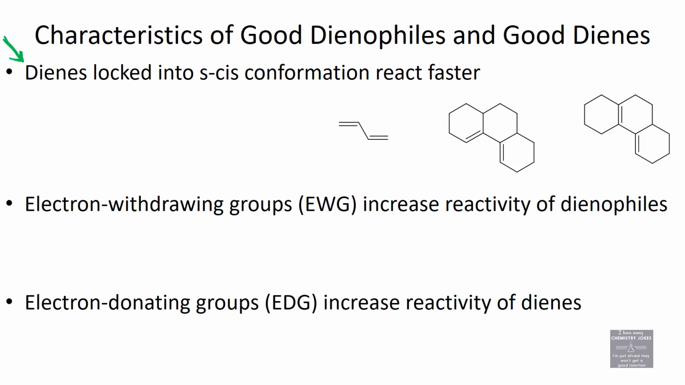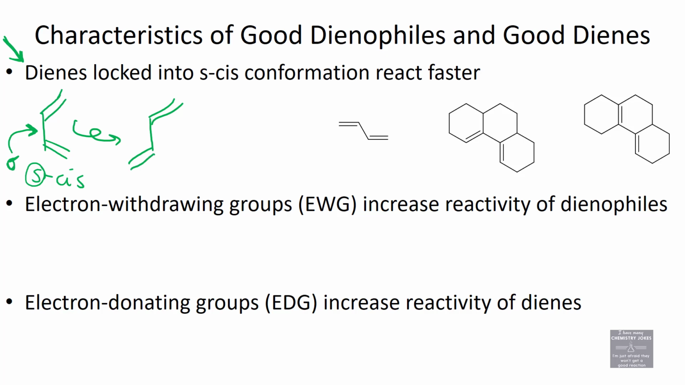So this says, dienes locked into S-cis react faster. What is S-cis? If you notice that last diene that I drew, 1,3-butadiene, it was oriented like this. That's called an S-cis conformation. The S stands for sigma, that little lowercase sigma Greek letter. That's because this is a sigma bond, and rotation can absolutely happen around sigma bonds.